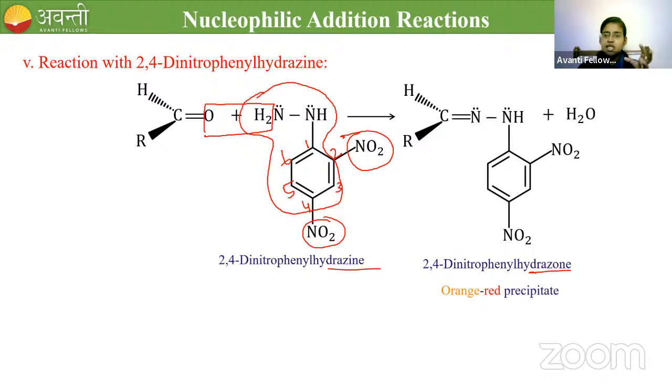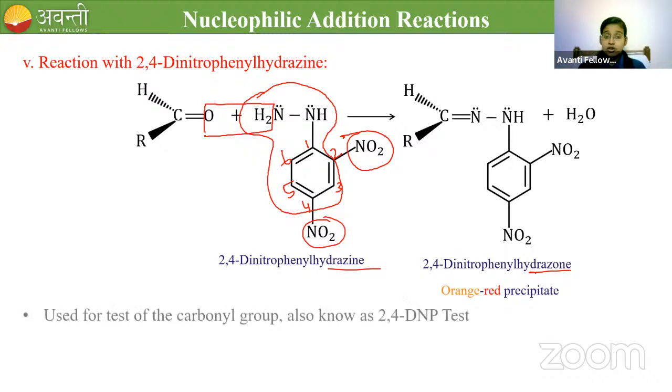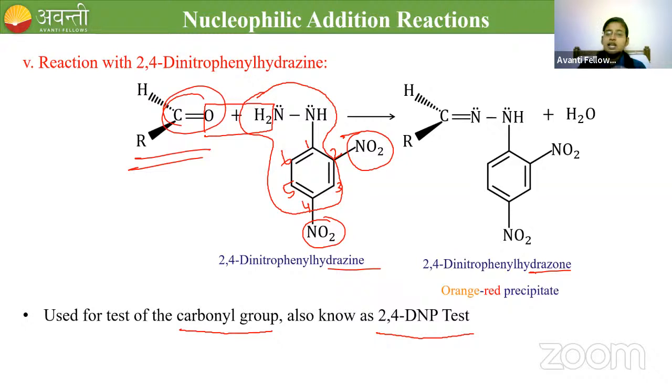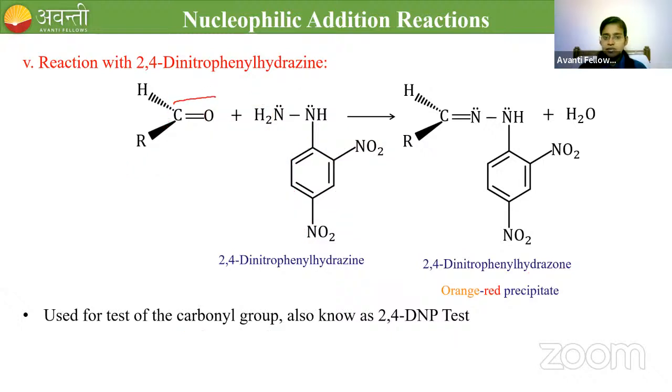Because of this, this reaction is used for the test for the carbonyl group, and the name of the test is the 2,4-DNP test, the 2,4-dinitrophenylhydrazine test. So why is this reaction used for the test for carbonyl group? If there is no carbonyl group in your compound, this is the carbonyl group, right? If there is no C double bond O group in your compound, then you will not get the orange red precipitate.